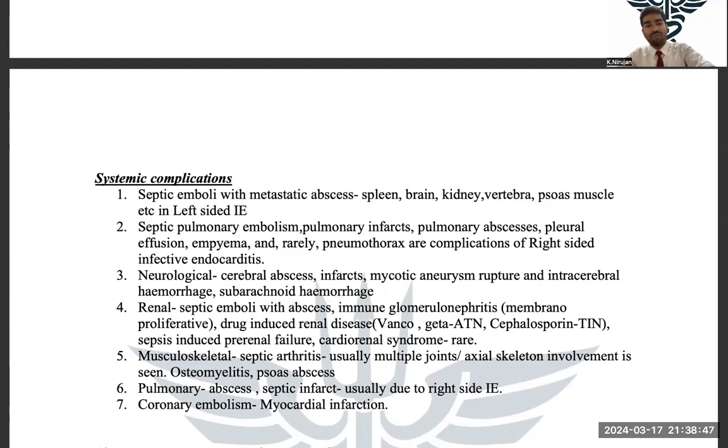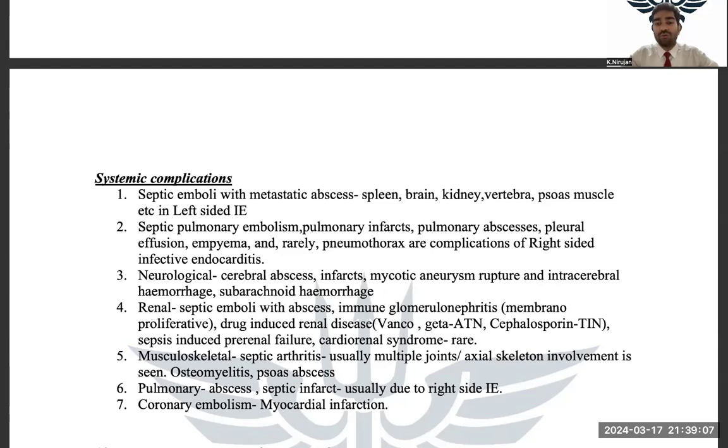These are common, favorite topics for the examiners to ask. The third set of neurological complications, those are commonly asked. And renal complications, septic emboli with abscesses, immune glomerulonephritis. What is the commonest type of glomerulonephritis you get with infective endocarditis? It's membranoproliferative glomerulonephritis. And renal involvement can be due to drugs as well.